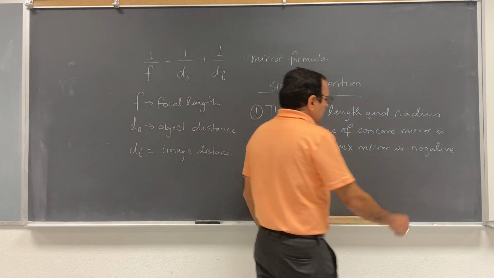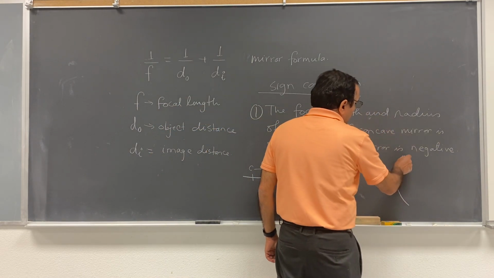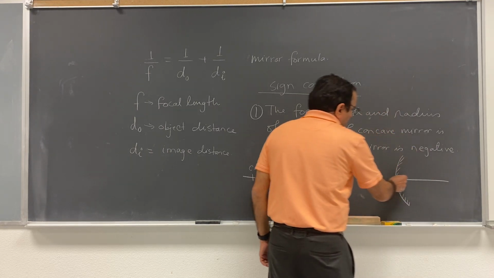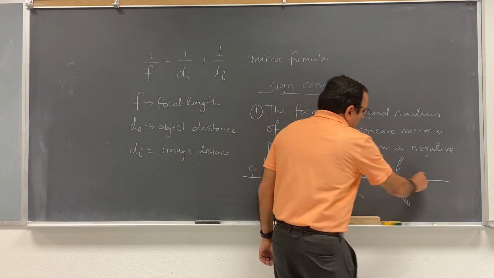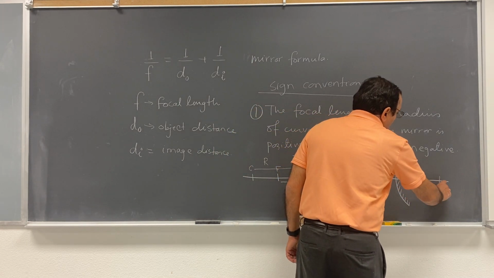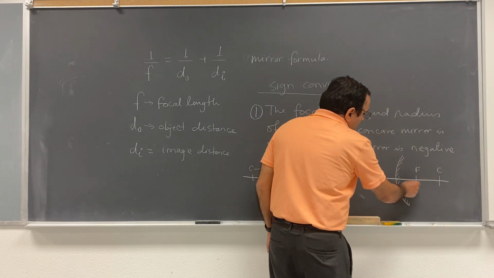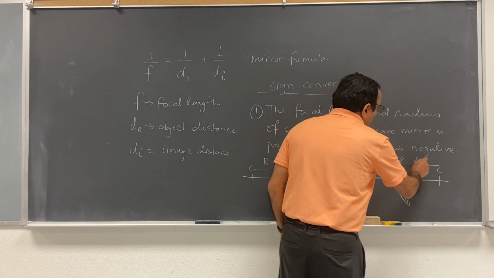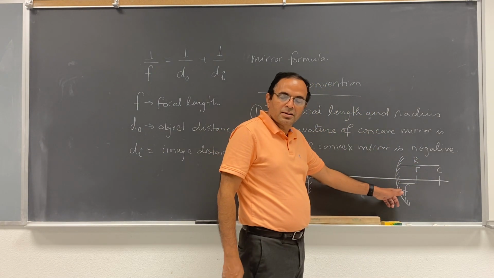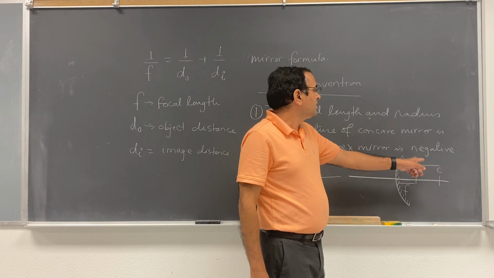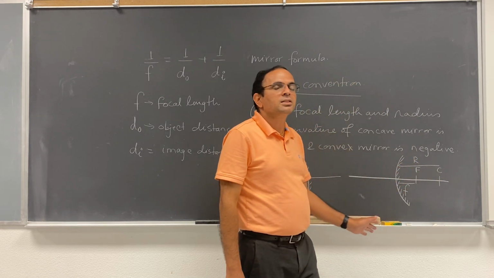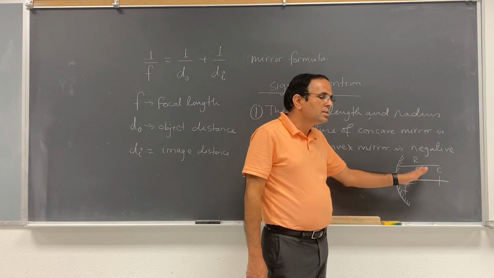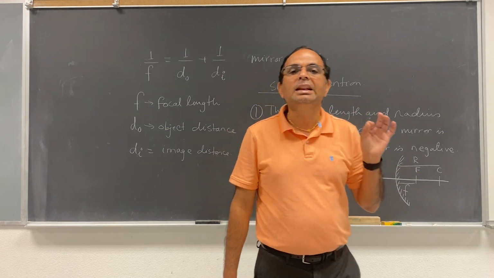And convex mirror, look at this, this is convex mirror, and this is your principal axis. Right here you have a focal point and here you have a center of curvature. So this is your focal length, little f, and this is your radius of curvature r. Now you can see that in case of convex mirror, the focal length and the radius of curvature is behind the mirror. That is why the focal length and the radius of the convex mirror is negative.